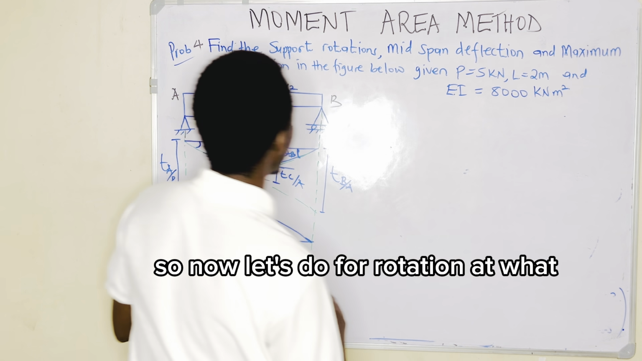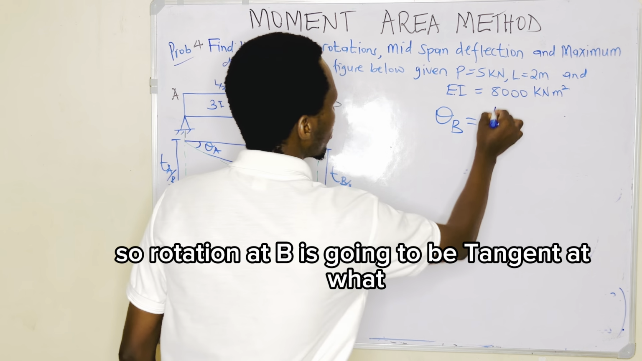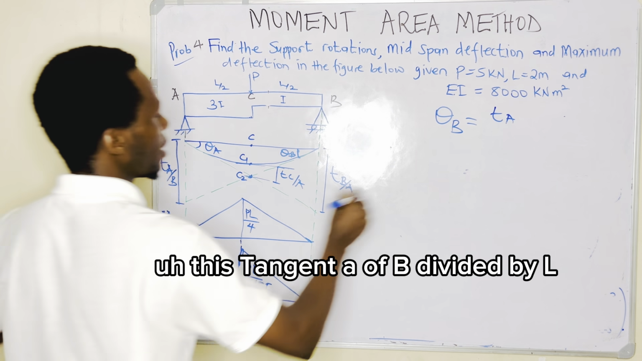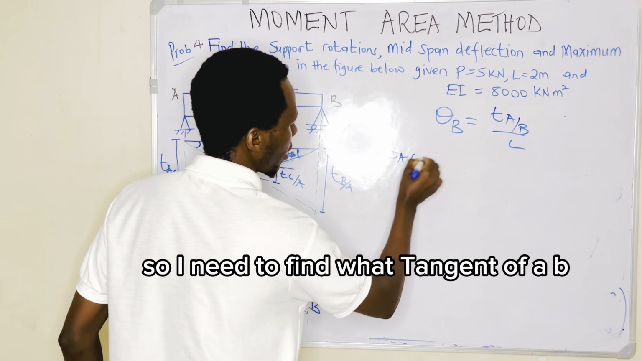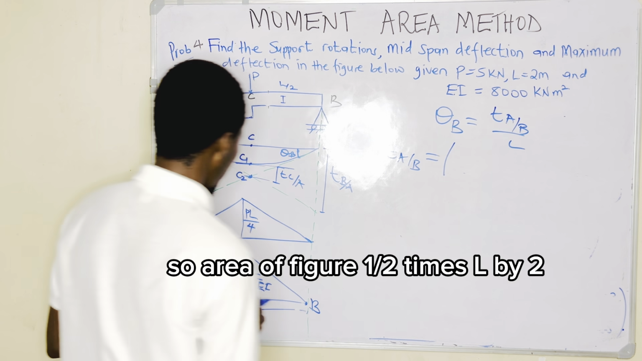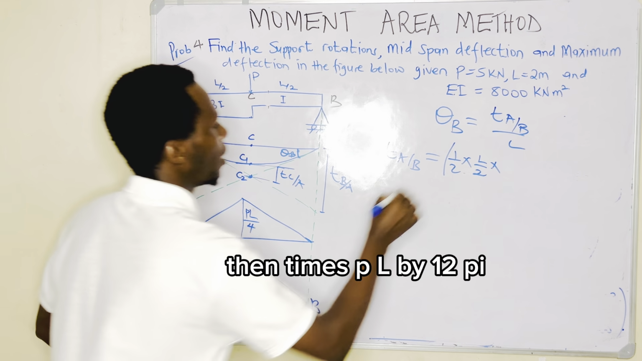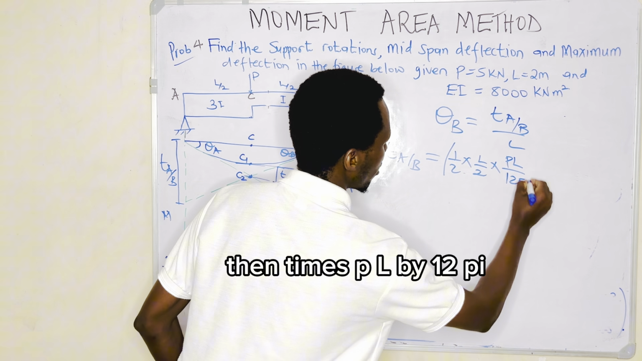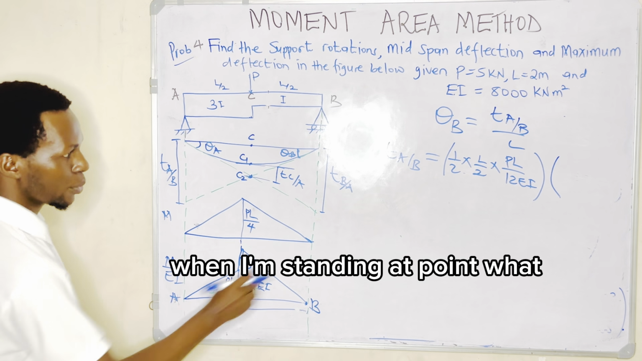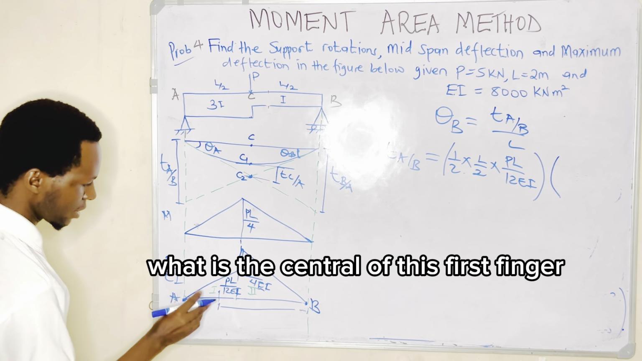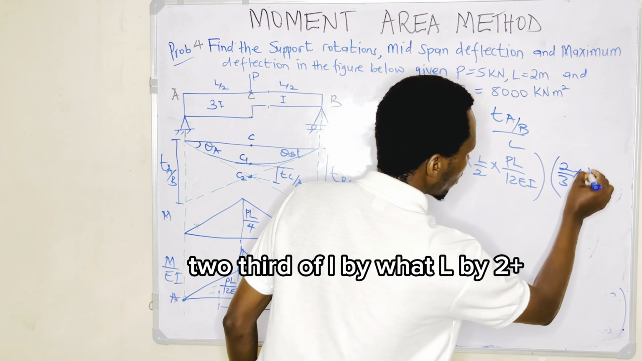So now let's do for rotation at B. Rotation at B is going to be the tangent deviation of A from B divided by L. So I need to find the tangent of A, B. This is the same way. So area of figure 1, half times L by 2, then times PL by 12 EI, this is the area, times the centroidal distance when I'm standing at point A, the first letter. When you're standing at A, what is the centroid of this first figure? It is 2/3 of L by 2.